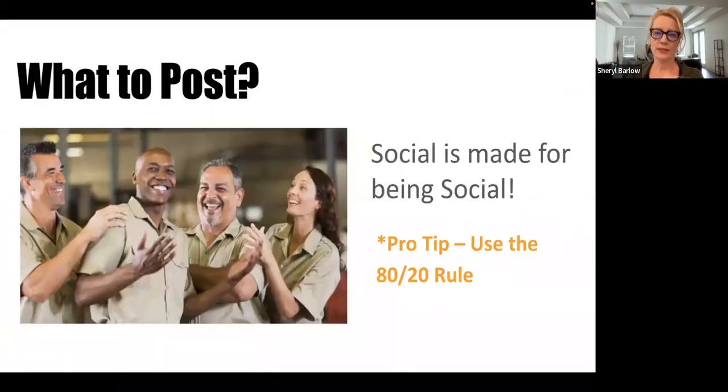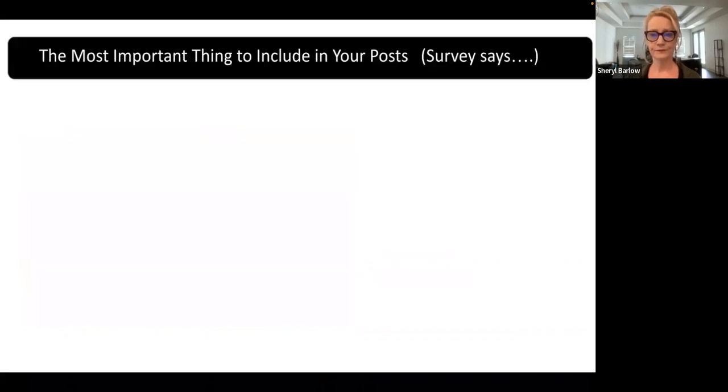All right, what to post? Social is made for being social. So the pro tip is the 80-20 rule. 80% of your posts should be social, and then 20% can be straight out marketing your business. That's not to say that when you post something social, like, if you look at this picture, it could be, hey, the crew's congratulating Jim on getting that new certification. So that has a lot of social to it, but it also is talking a little bit about your business, that your techs have a new certification, but you want to be more social than salesy.